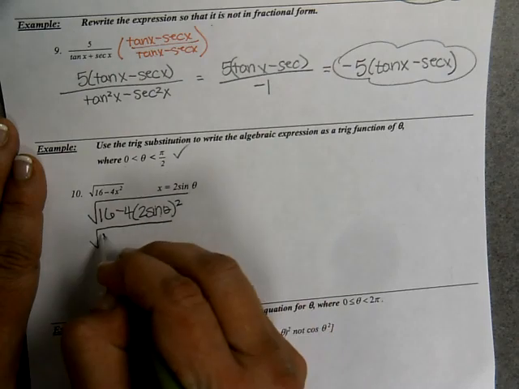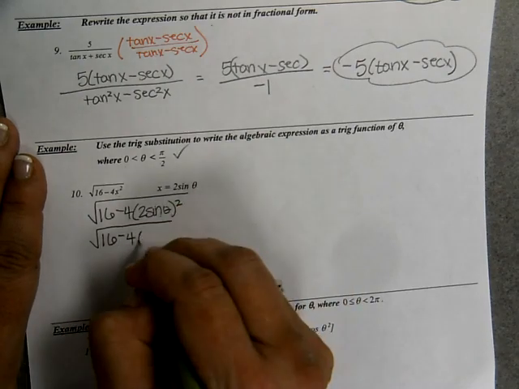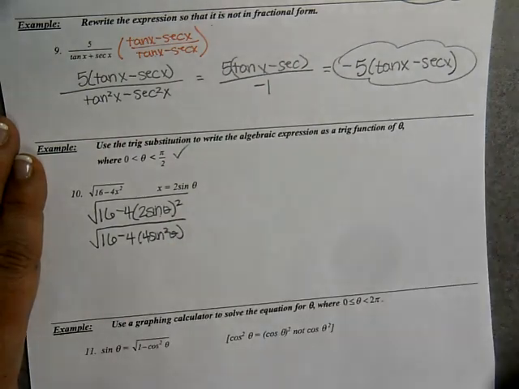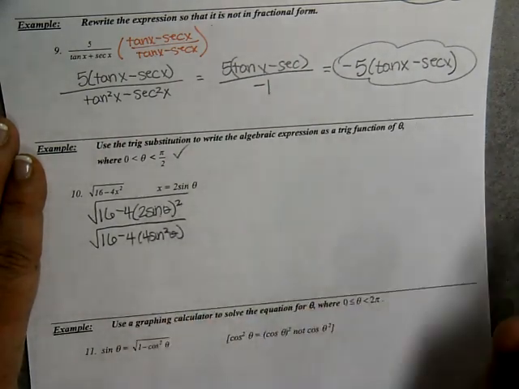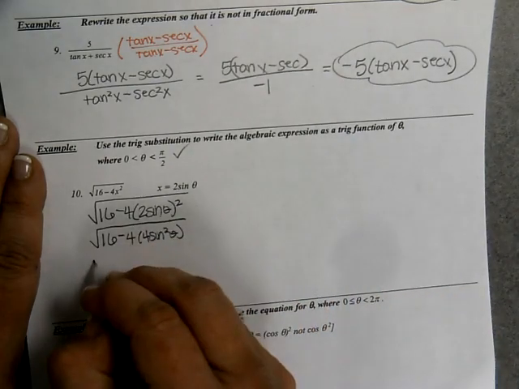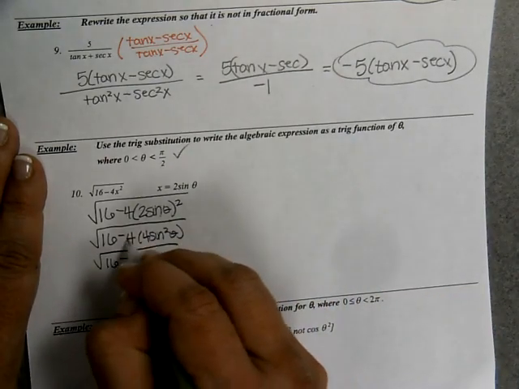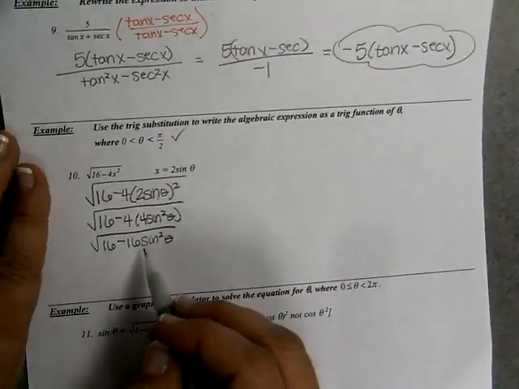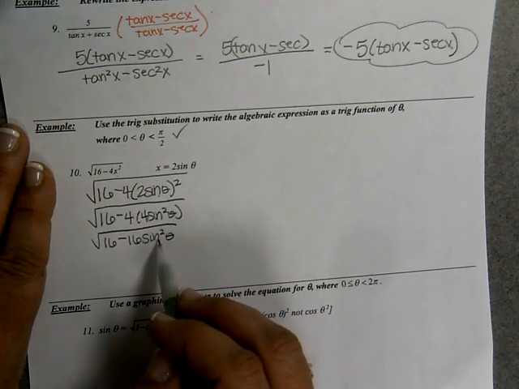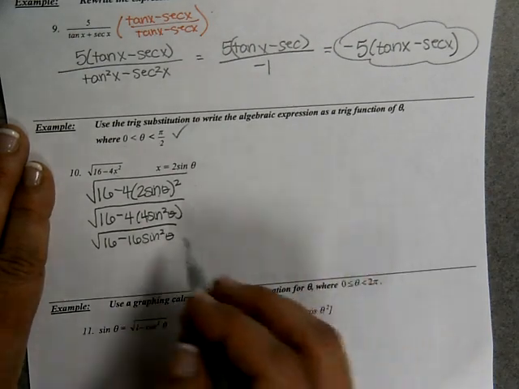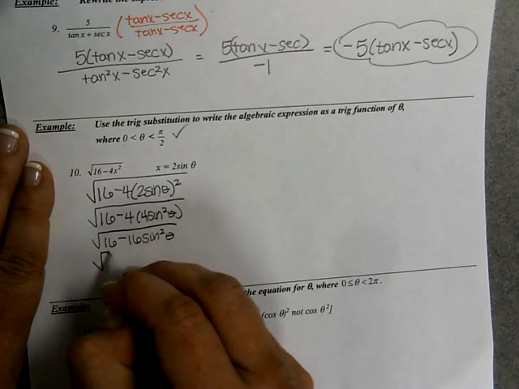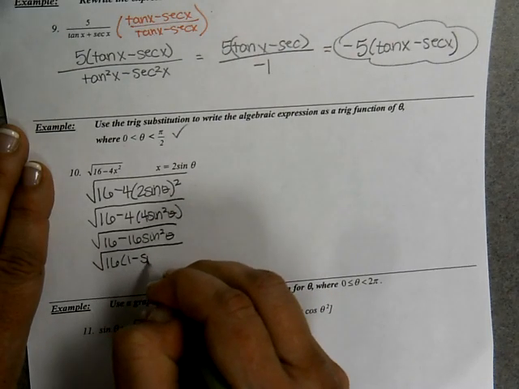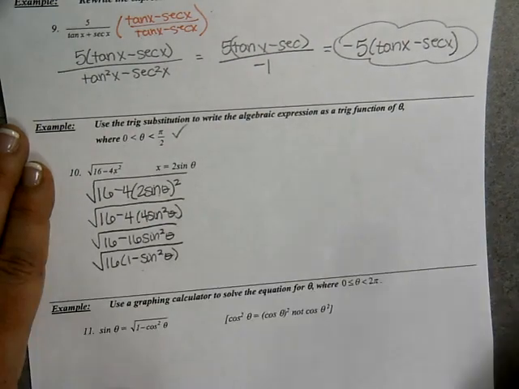And essentially, that makes 4 times sine squared theta, because we need to square the 2 and we need to square the sine theta. So then 4 times 4 is 16. So then the next expression is the square root of 16 minus 16 times the sine squared of theta. And notice that we can actually factor a 16 out, and that leaves me with 1 minus sine squared theta.